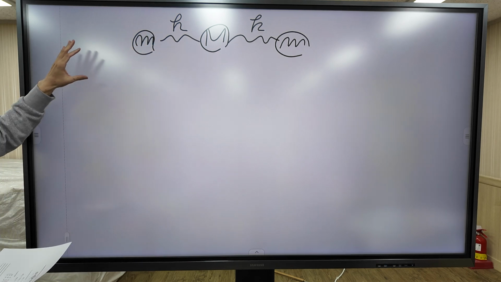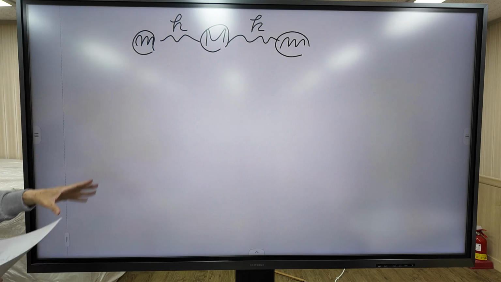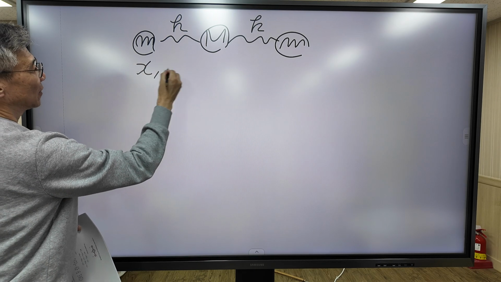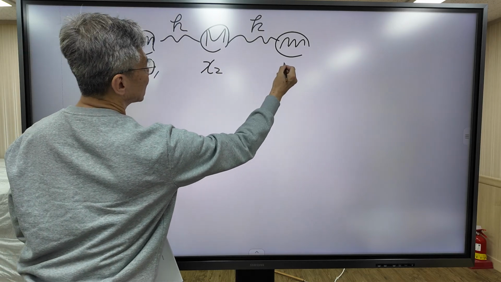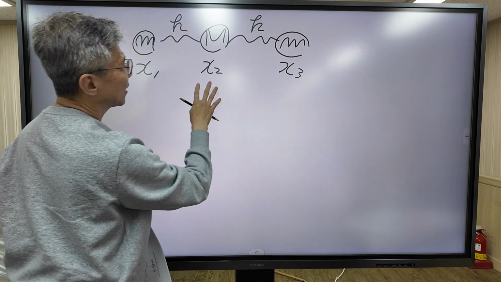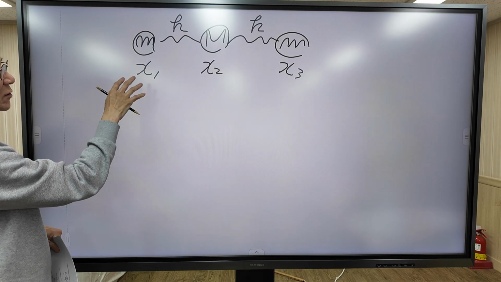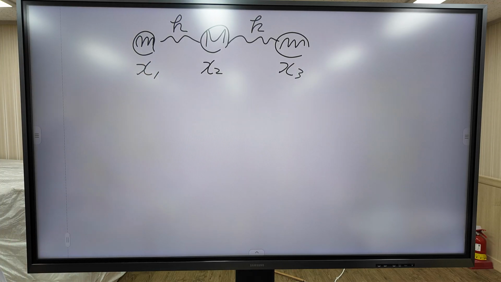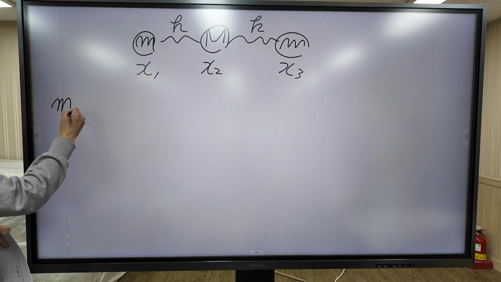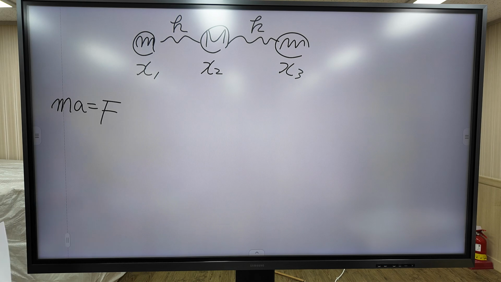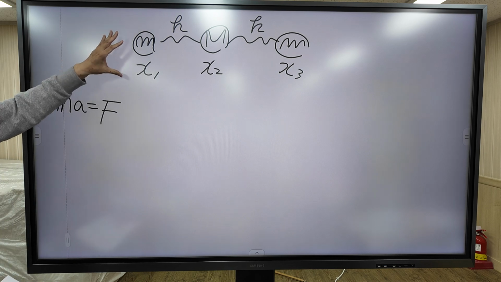So these molecules are fully described by only 3 coordinates: x1, x2, x3. Only 3 coordinates are needed to describe the motion of this molecule because we restrict the motion to only one dimension. Now we are going to apply Newton's equation F equals ma for each atom.